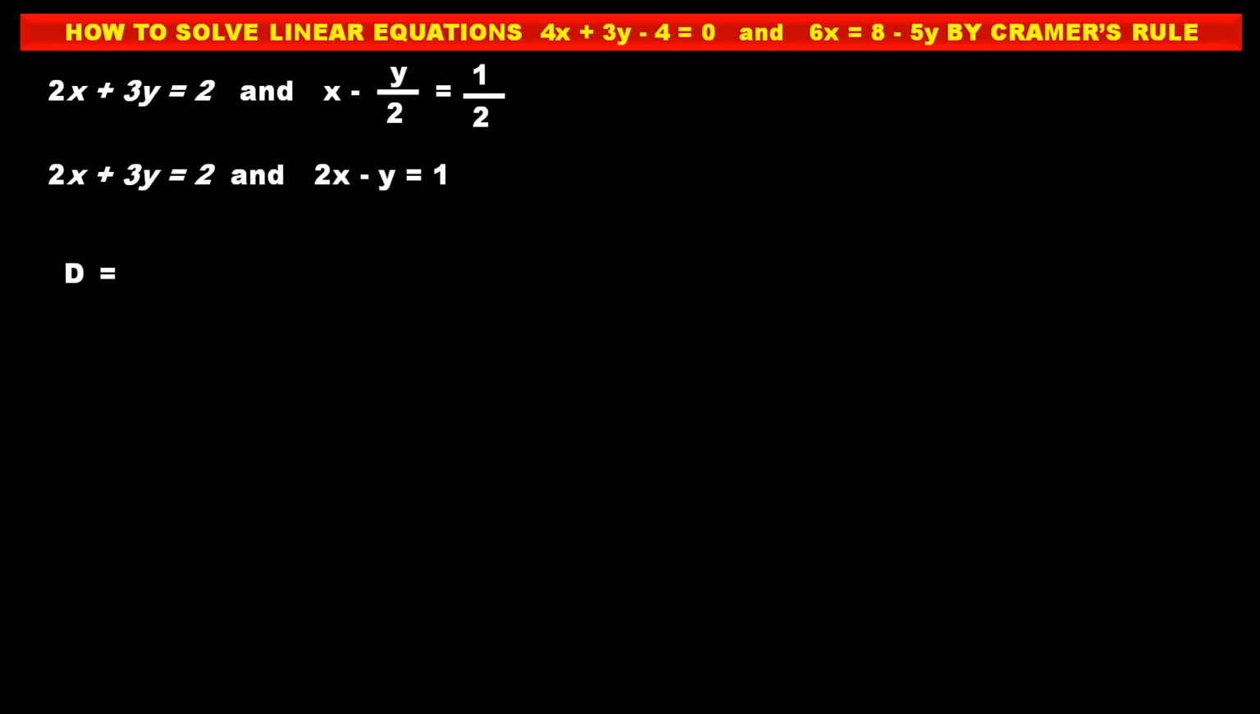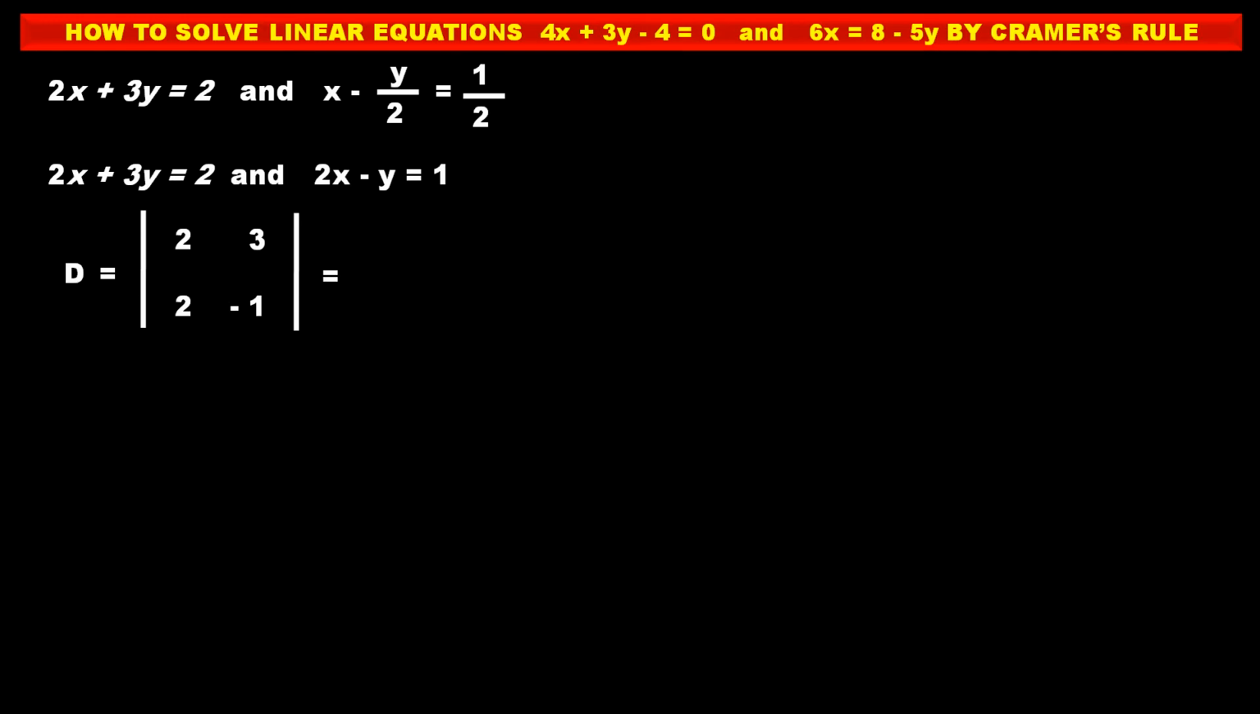Now to solve these two equations by Cramer's rule, first we have to find determinant D. Determinant D has two columns. The first column is the coefficients of x from these two equations and the second column is the coefficients of y from these two equations. So D has 4 elements in 2 rows and 2 columns. In the first column, the coefficients of x, 2 and 2, and in the second column, the coefficients of y, 3 and -1.